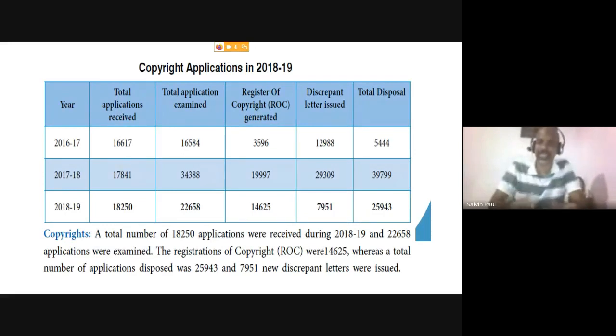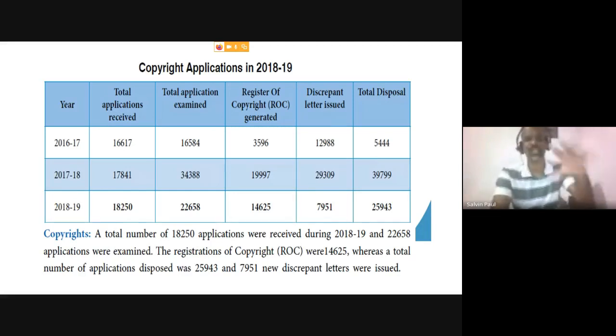A letter is issued further; a copyright registration letter is issued only to 7,951. The total disposal, which I already explained to you earlier, including the rejections, the abandoned applications, etc., is 25,943. Now, I don't have chart data on how many Indians have applied and how many foreigners. Mostly in copyright, it is Indian applications.